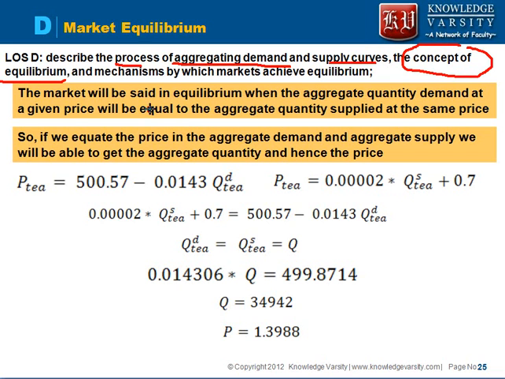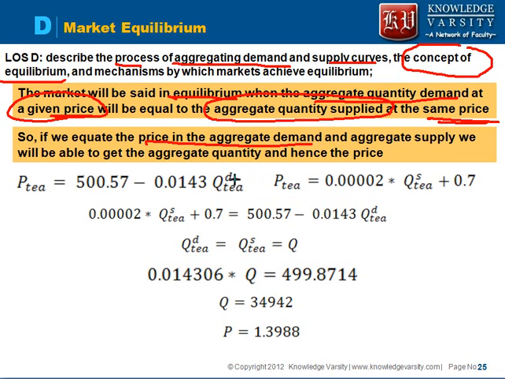What is equilibrium? We say that the market will be in equilibrium when the aggregate quantity demanded at a given price, please note that this is important, is equal to the aggregate quantity supplied at the same price. So at the given price, whatever the demand, you will supply the same quantity at the same price. So here we have the equation.